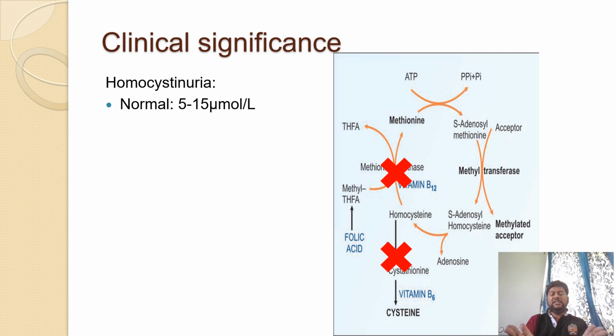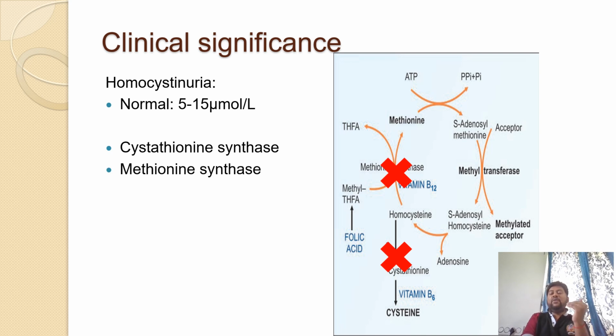So from this itself you can easily make out the various causes for homocystinemia. The various causes are nothing but deficiency of the enzyme cystathionine synthase or methionine synthase. Apart from this, there is also one more enzyme needed for producing methyl tetrahydrofolate, which is N5,N10-methylene tetrahydrofolate reductase. So when any of these enzymes are deficient, it can lead to homocystinemia or homocystinuria.